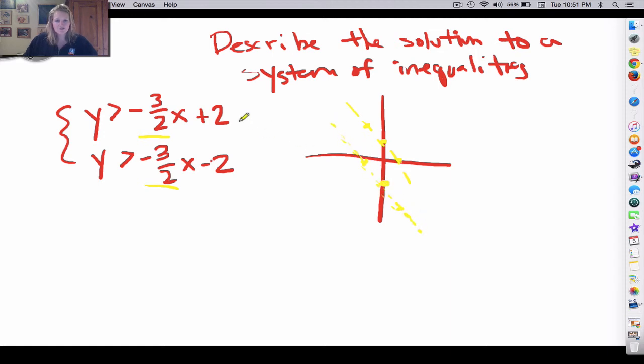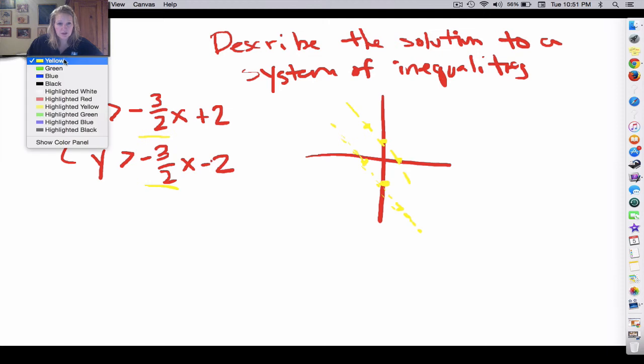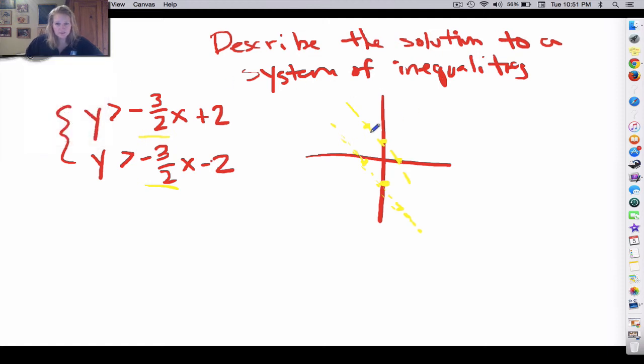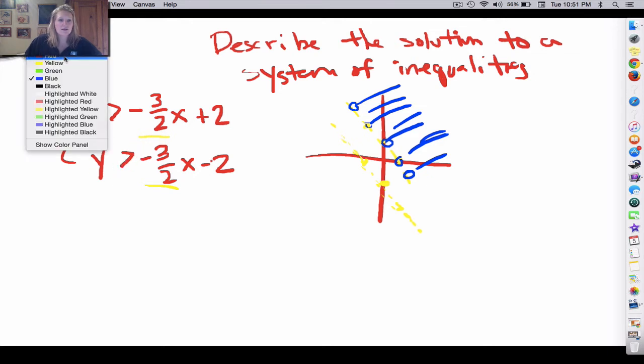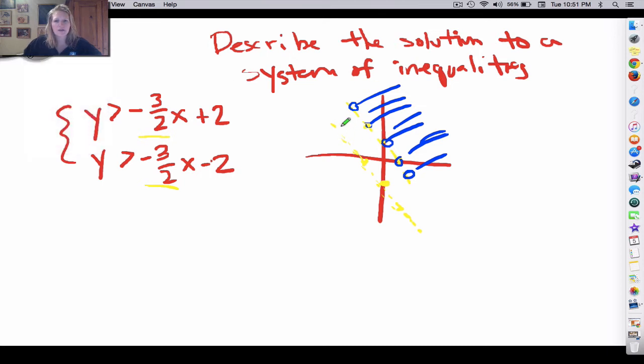So draw your lines first, and then go ahead and do the shading. If y is greater than, we shade above. So this one we're shading above. If you're making these lines, remember that if a point lands on the line, it does not count because it's dotted. Here, y is again greater than, so let's use a different color. I am running out of colors, aren't I? And so this is also a solution. Okay, so these are the solutions.